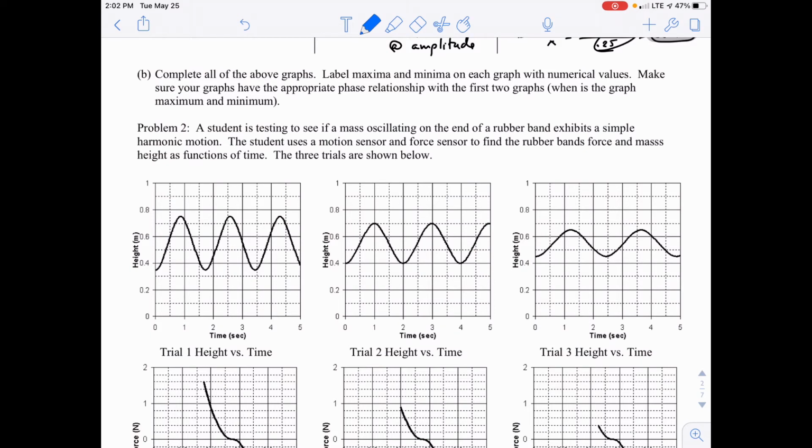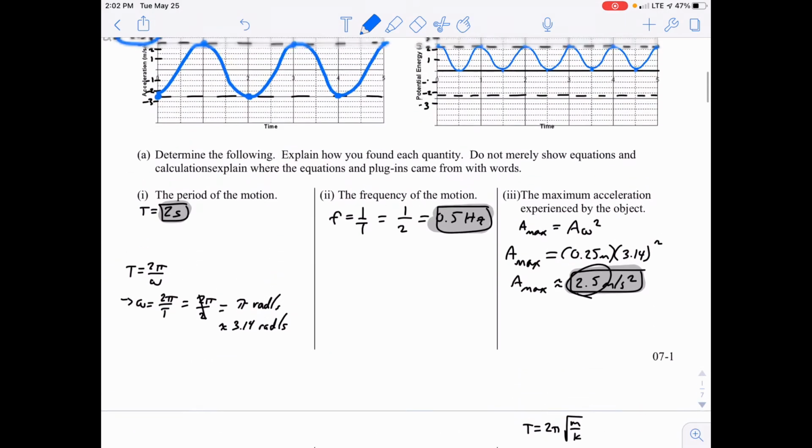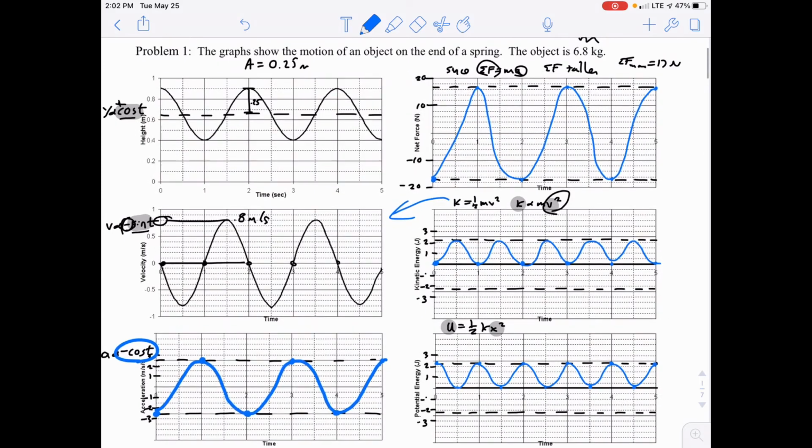Part B. Complete all the graphs above. Well, we did that. Label all the maximum and minimum on the graph. We did that. So again, pause and rewind as necessary to get these calculations and graphs completed correctly.